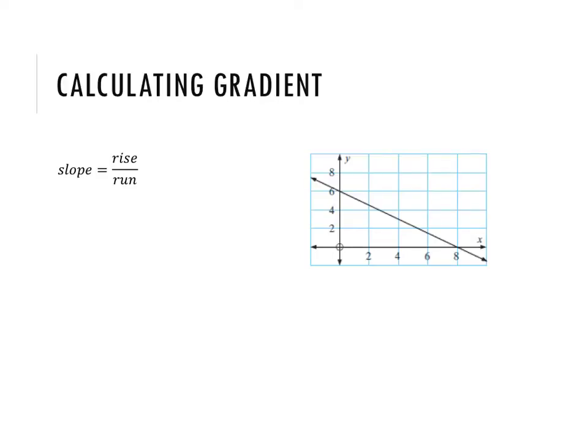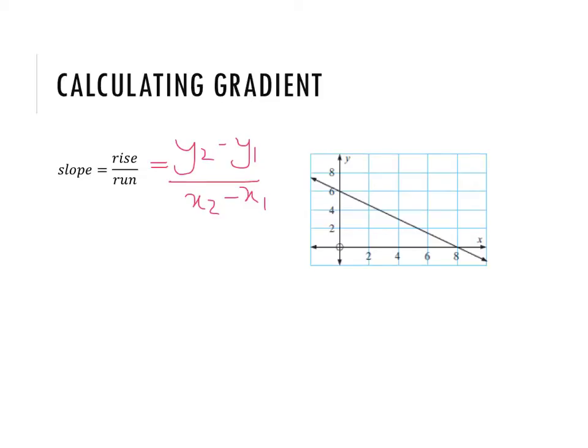So calculating our gradient. Sometimes we are given a graph and sometimes we are given points to calculate our gradient from. So remembering that our gradient, also known as slope, is always measured in terms of rise over run, and that rise over run can be written as y2 minus y1 over x2 minus x1. So the first thing we need to identify is 2 points on the graph. Now I always, where possible, use points that run through grid lines because it means you can be accurate.